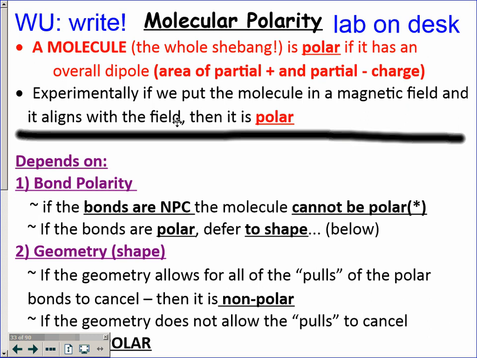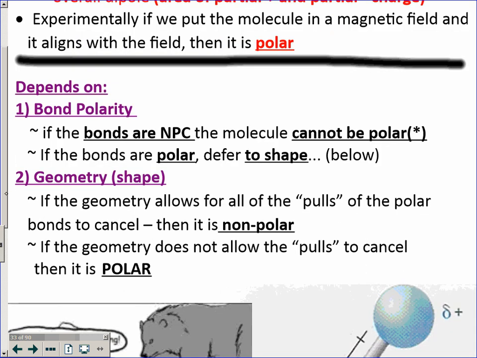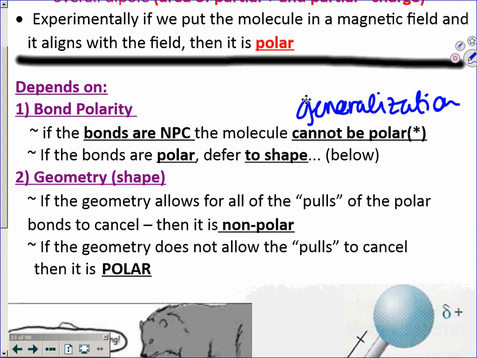But sometimes it's a little hard to figure out on our drawings, so building them helps, looking at them in a different way helps, so we have to go along with these rules. Generally, if you have bonds that are nonpolar covalent, overall, generally the molecule cannot be polar. I'm not going to put a star there, because this is very much a general rule that we'll go along with.